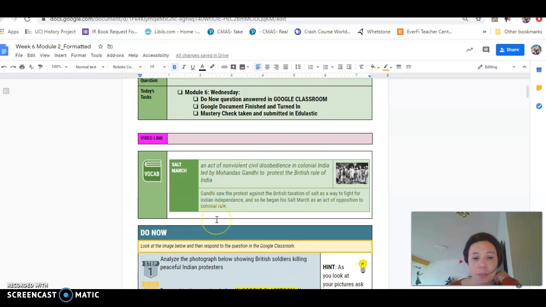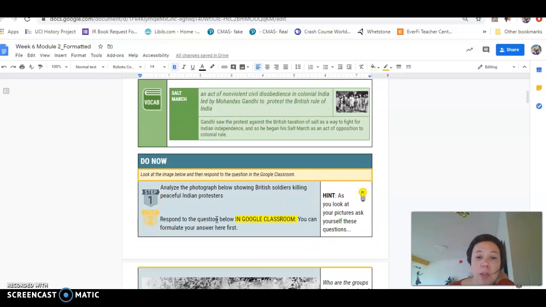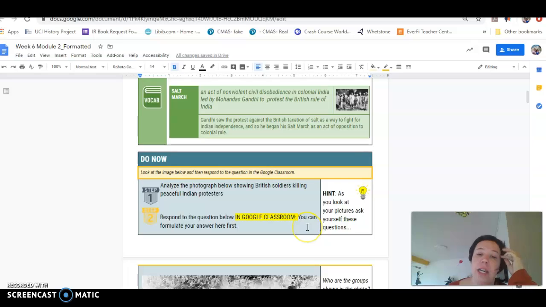So first look at this image below, and then you're going to take that answer and pop it over into the Google Classroom for today's module.